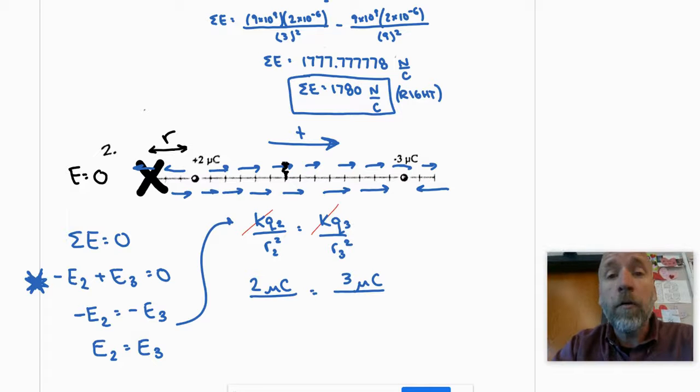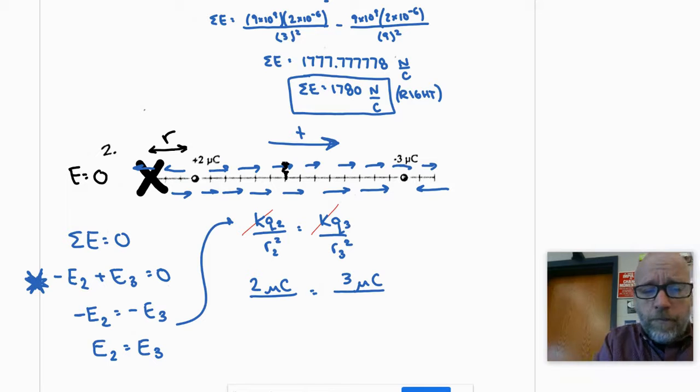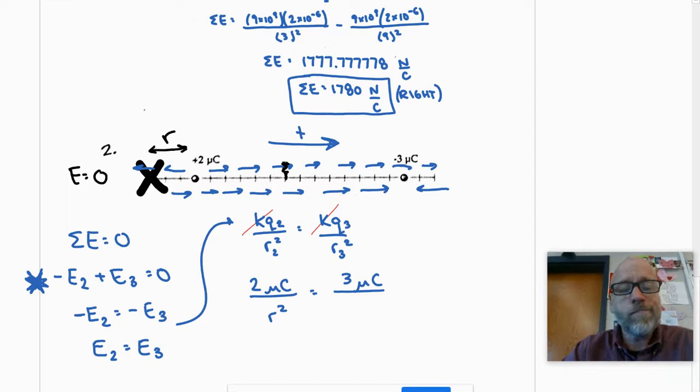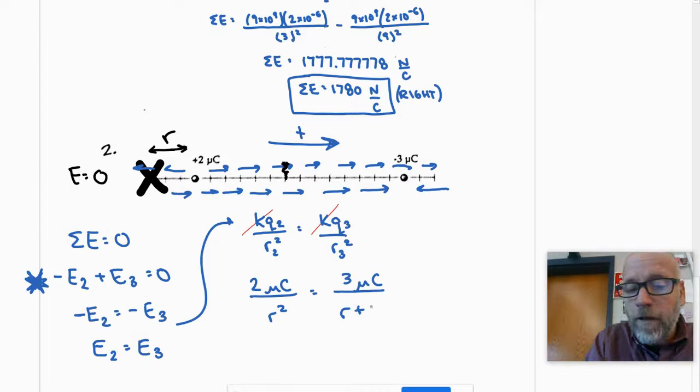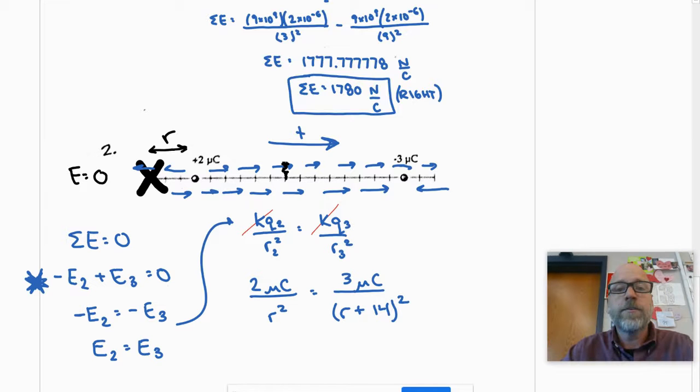Okay? Now, for R, what do we use? For the plus 2 charge, that distance is going to be some R squared. What do I use for the minus 3 charge distance? Well, it's going to be some distance R plus, well, let's look. If we count, it's a distance R to this charge, the plus 2. So then 1, 2, 3, 4, 5, 6, 7, 8, 9, 10, 11, 12, 13, 14. So the distance to this point in space is R plus 14, squared.